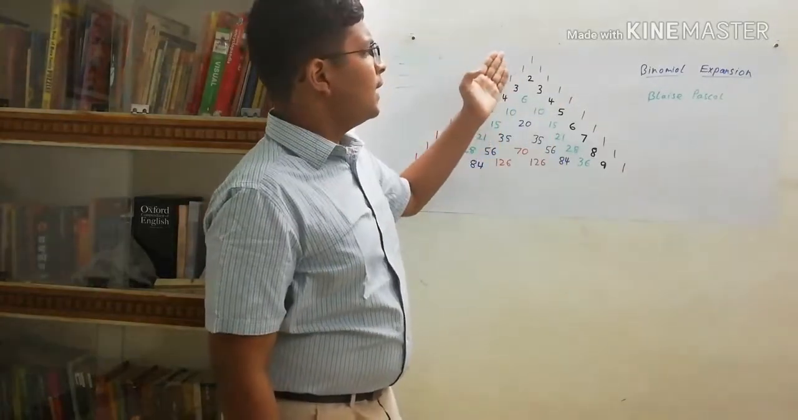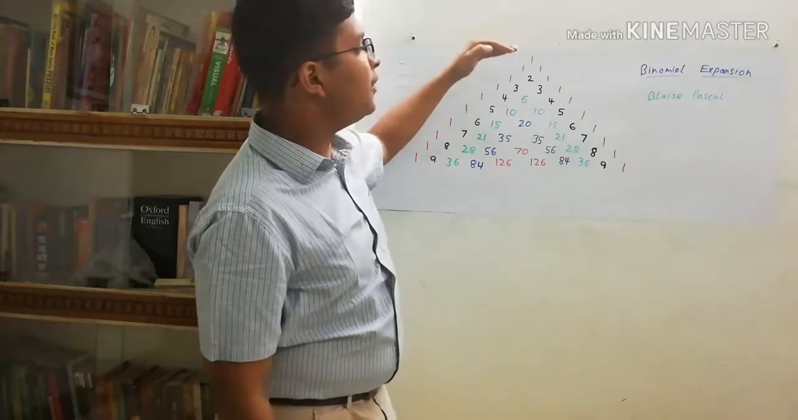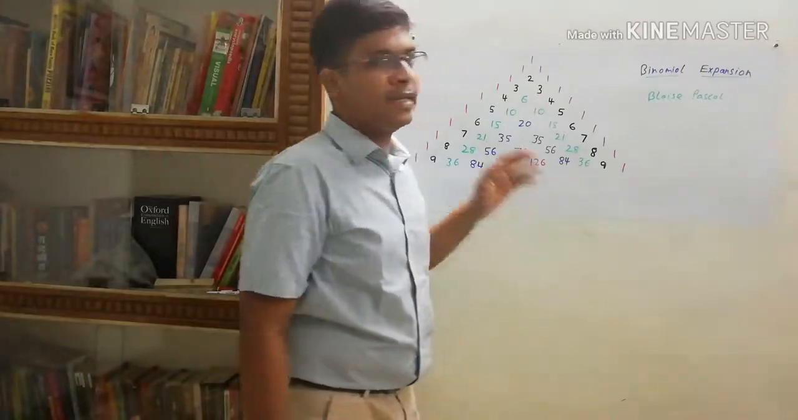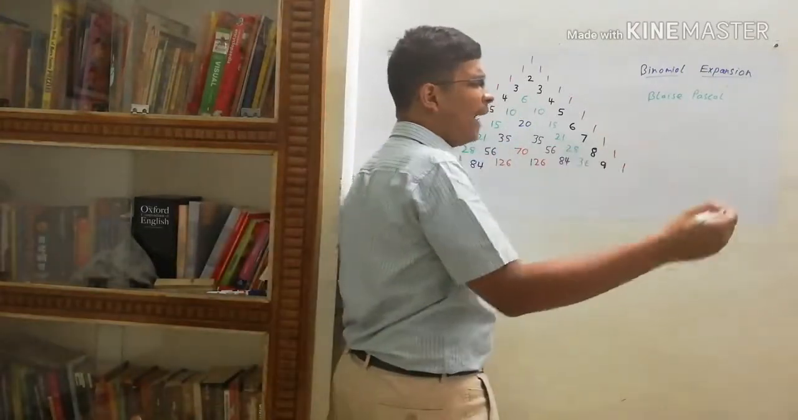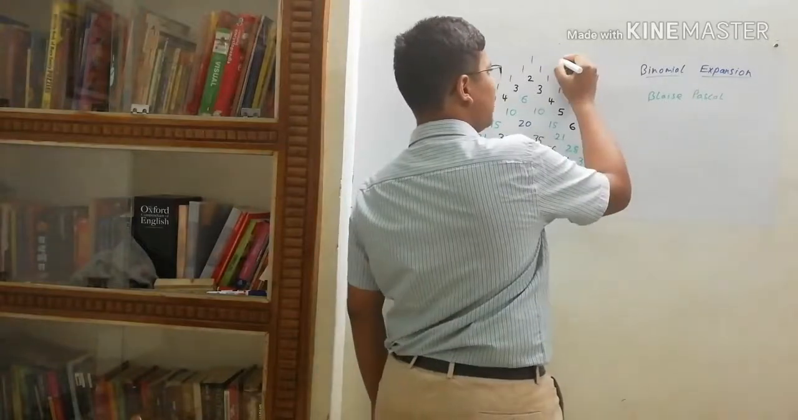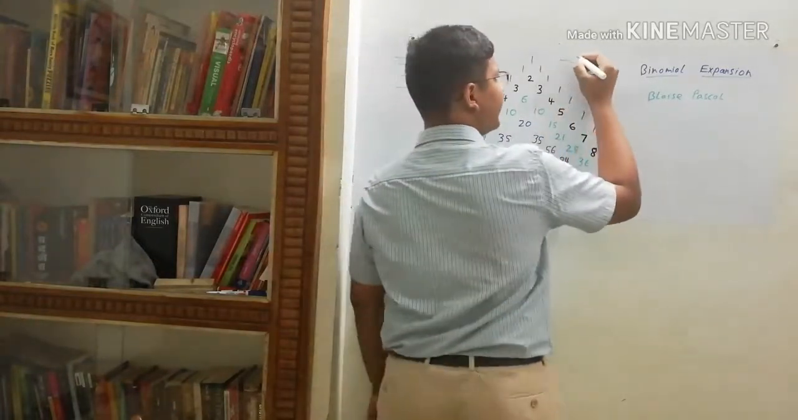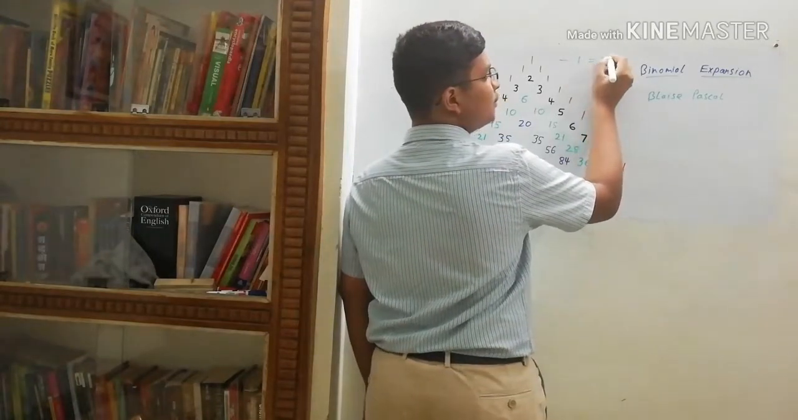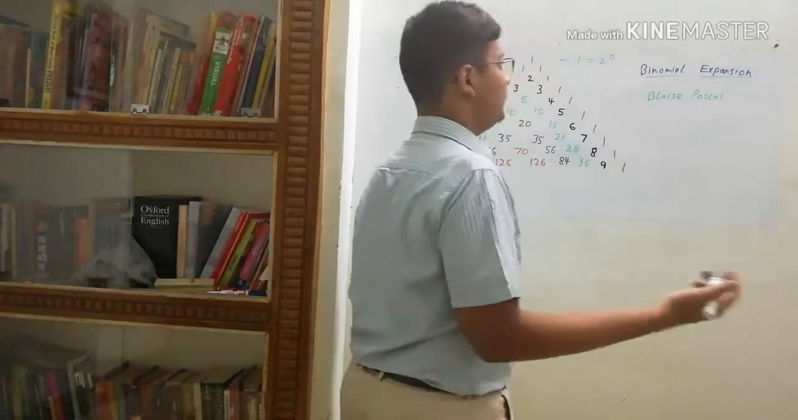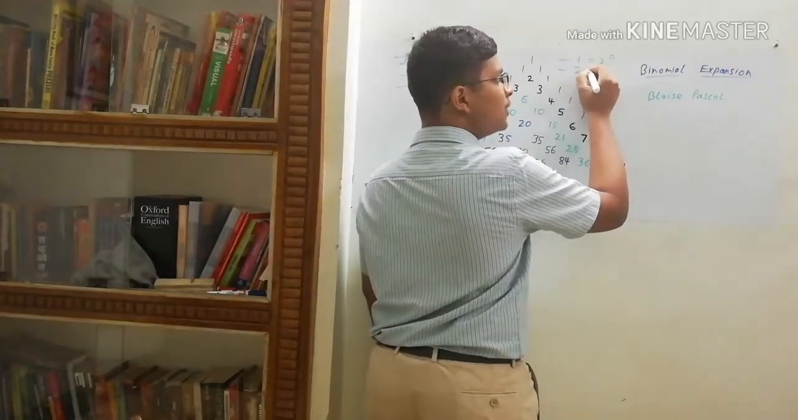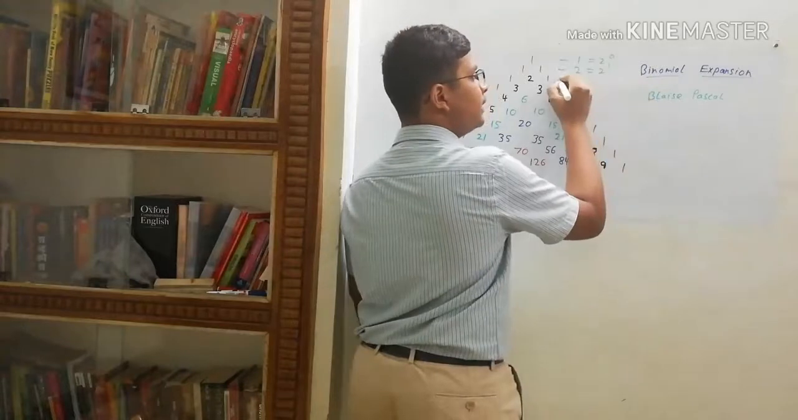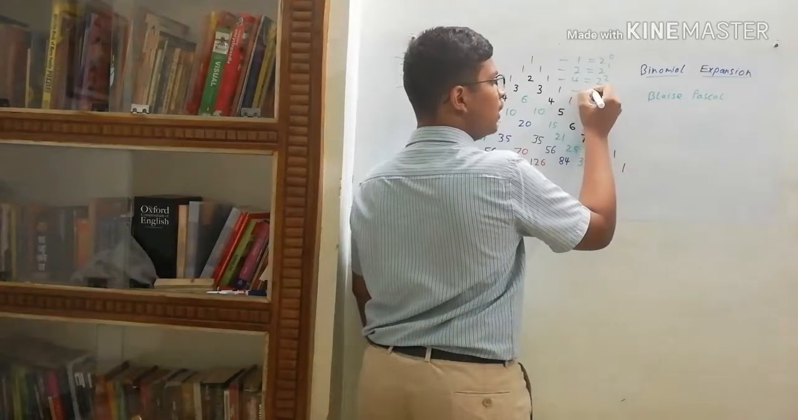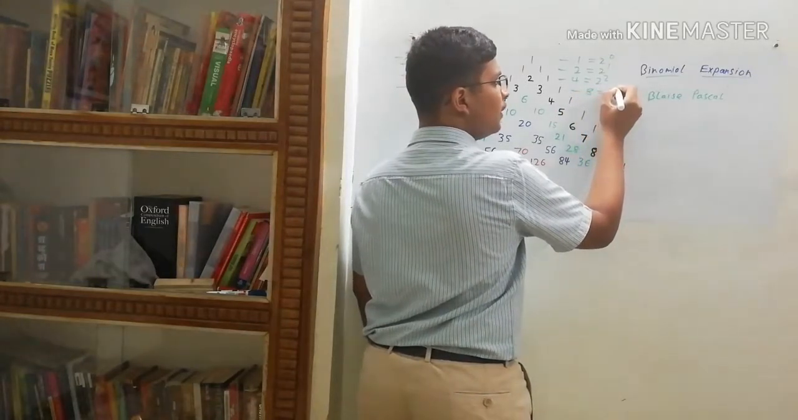I see that the sum of the numbers is increasing from top to bottom. The first thing I see is that it's not inverted, it's a straight pyramid. So let's add the numbers and find out something. The first row sum is 1, which equals 2 to the power 0. Why am I writing 2 to the power 0? Let's see from the second row. The sum is 2, which equals 2 to the power 1. Then 4, which equals 2 to the power 2. Then 8, which equals 2 to the power 3.